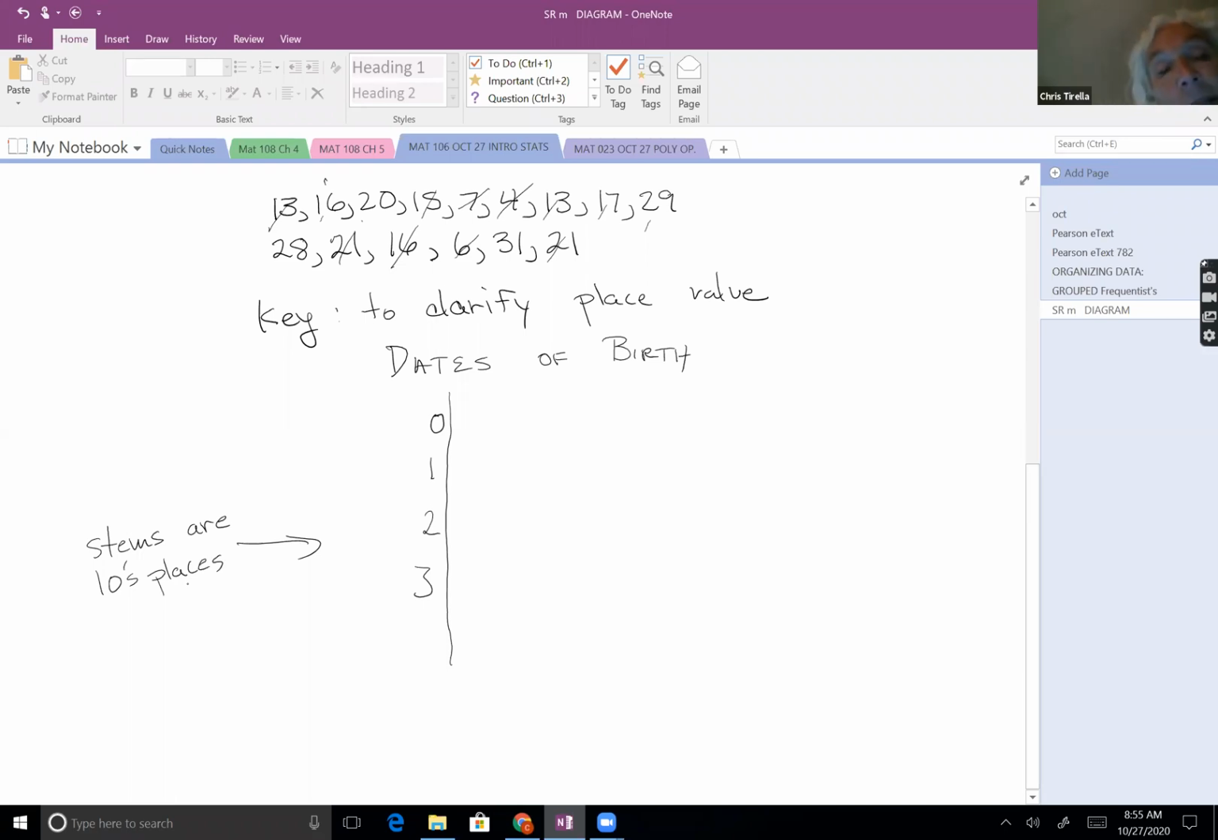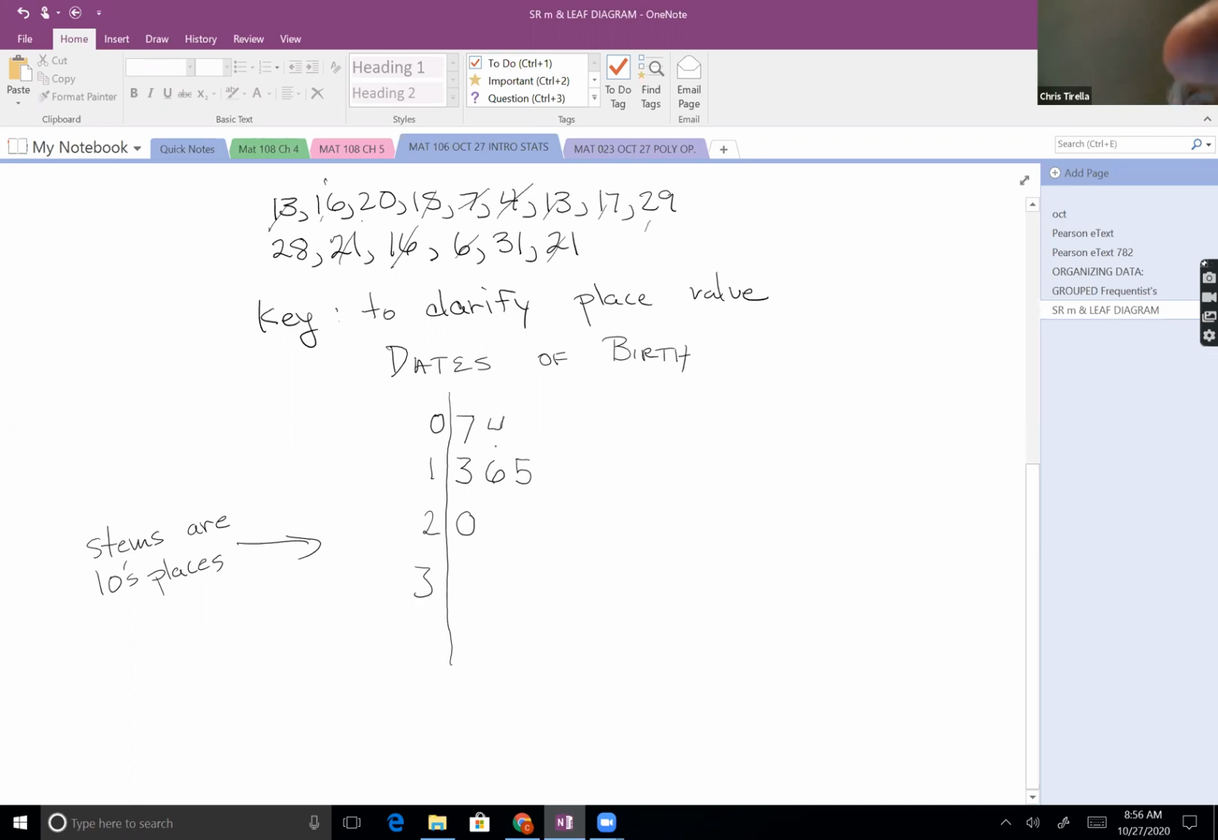Now for my leaves, I'm going to go through this list. The first number is a 13. So 13 would go in the tens. I'm going to just put the 3. And so I'm going to read that as 10 and 3, 13. Next number is a 16. That's in the tens place. I'll put the 6. And so I can see that as 10 and 6, 16. Then 20. I'll put a 0 because the ones digit is 0. Then the next is a 15. So in that row for tens, I'll put a 5. Then I have 7. 7 would be 0, 7.